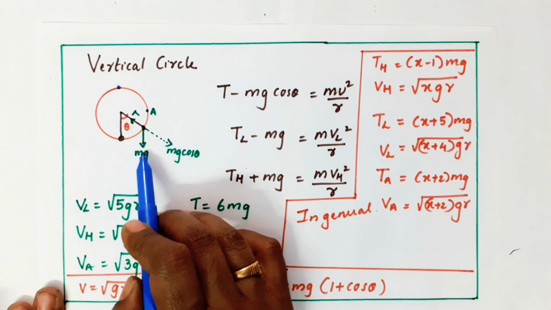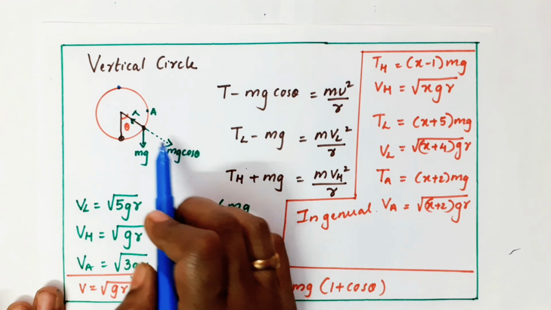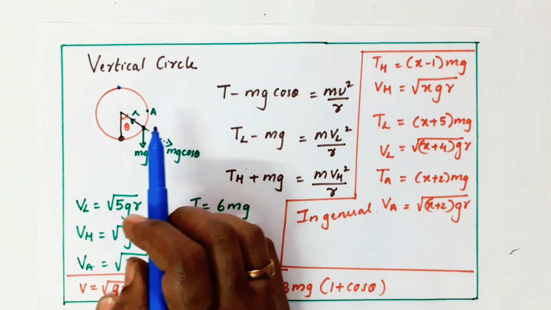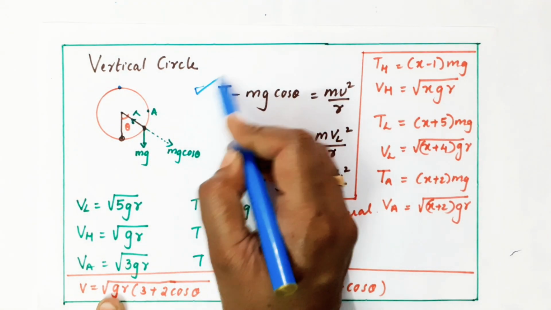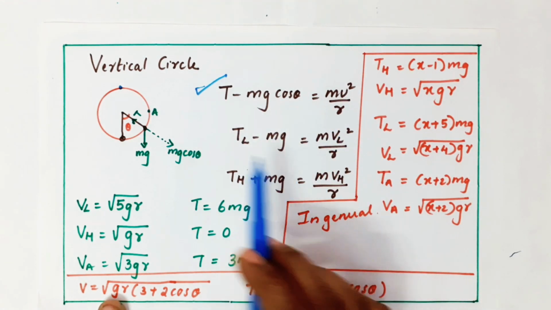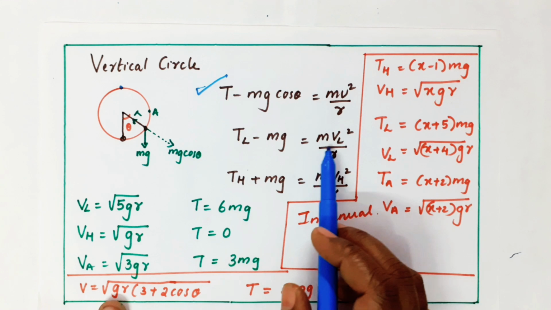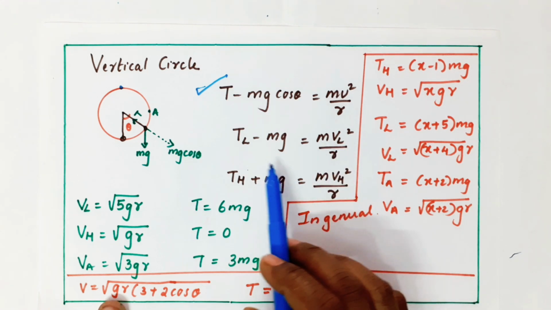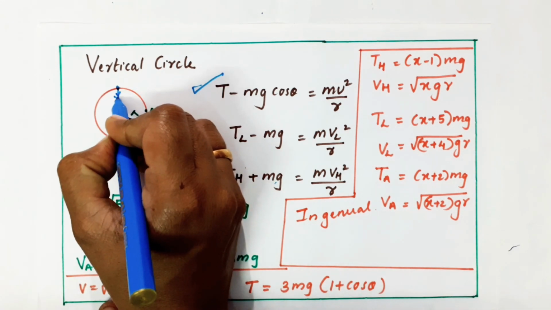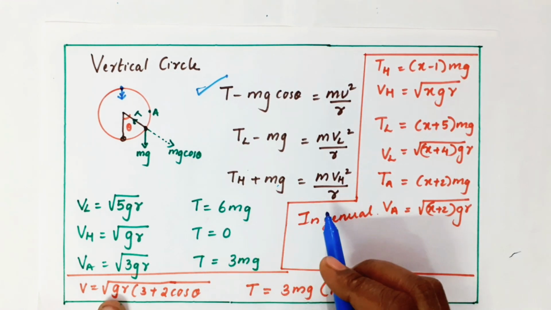So the weight of the body will be mg, tension will be T. If you resolve mg into two components, mg cos theta is opposite to T. So you can write the equation: T minus mg cos theta makes the body move in a circular path. So T minus mg cos theta equals mv square by r. For the lowest point, TL minus mg equals m vL square by r. But for the highest point, the tension and mg both point in the same direction. So TH plus mg equals m vH square by r.